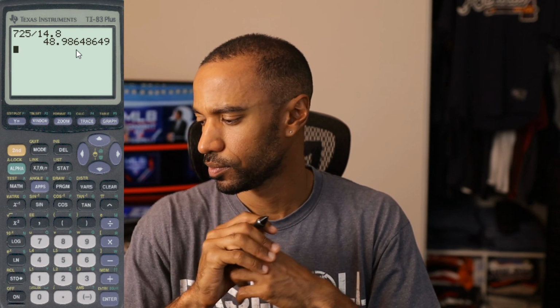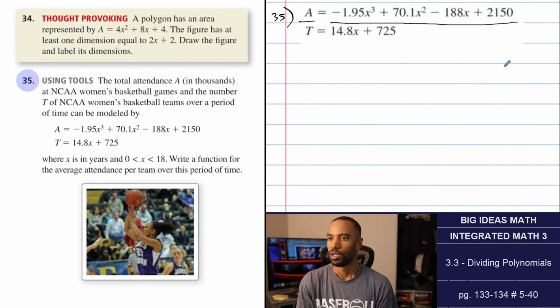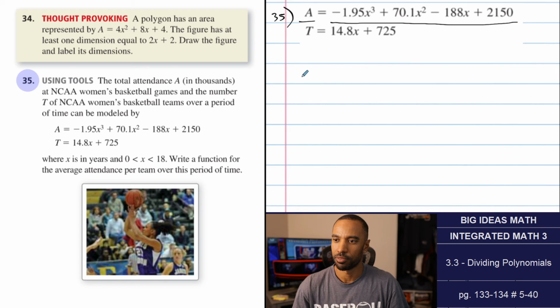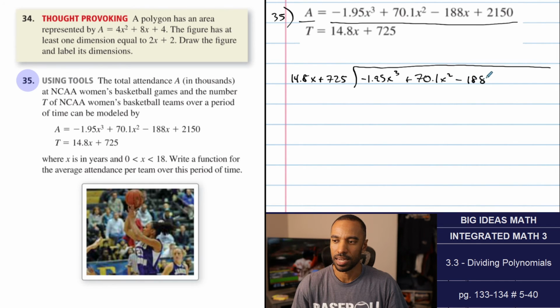I want to use long division, but we're going to have to write rounded numbers in our answers probably. I doubt 1.95, this is something we're going to have to do later, can divide by 14.8. Even that number stinks too. But at least it's a number we can round for our function. But we're going to have to do that, guys. We're going to have to do some form of division, because we got to write a function for this. So I'll do negative 14.8x plus 725. A lot of calculator use. This thing does say using tools. I'm guessing they're saying use the calculator. So negative 1.95x cubed plus 70.1x squared minus 188x plus 2150. Now let's do it.